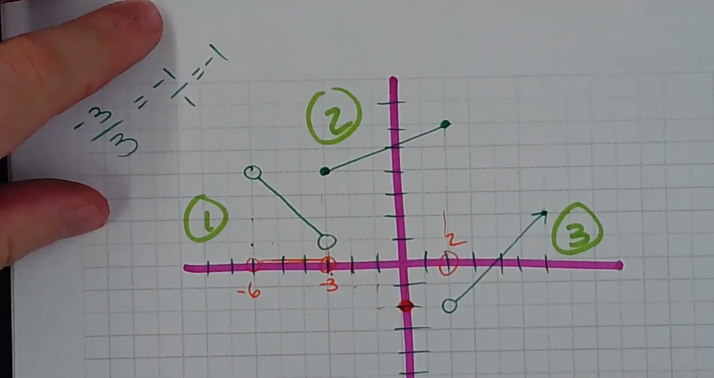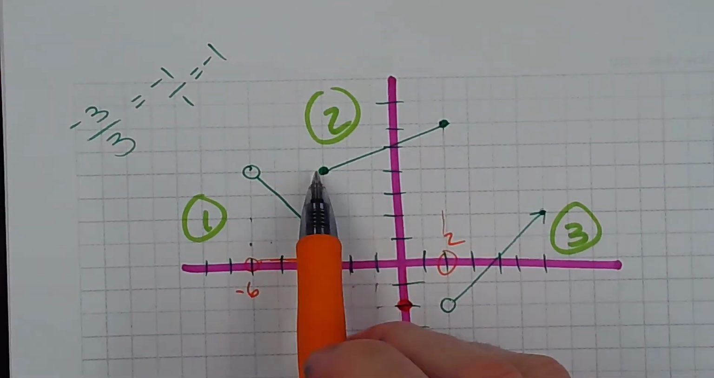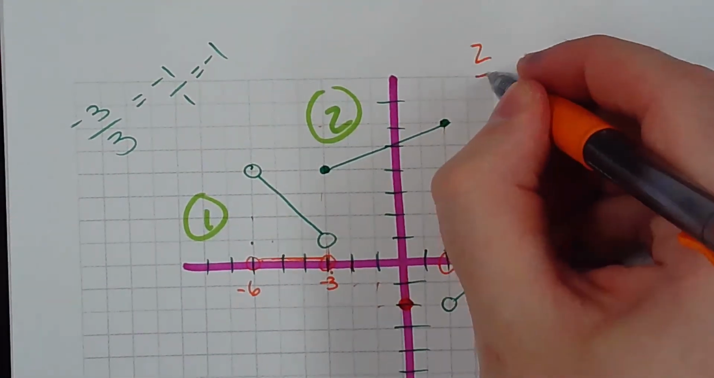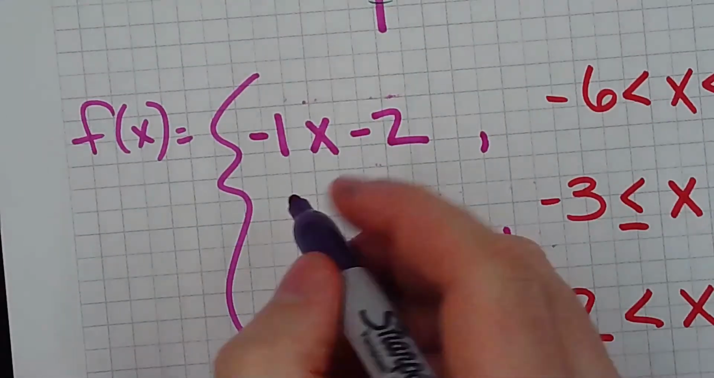For the second one, we can find the slope pretty easily between these 2 points. It's up 2 over 1, 2, 3, 4, 5. So up 2 over 5. So 2/5 x for this one.